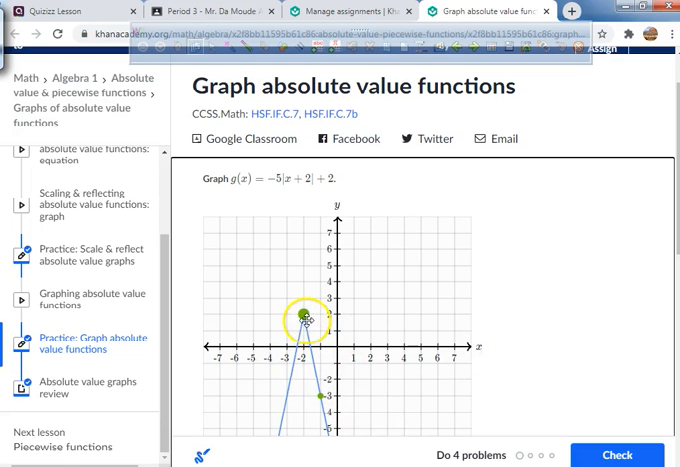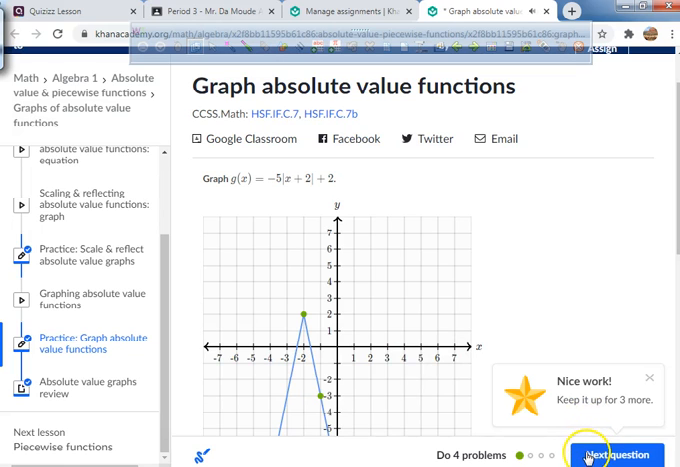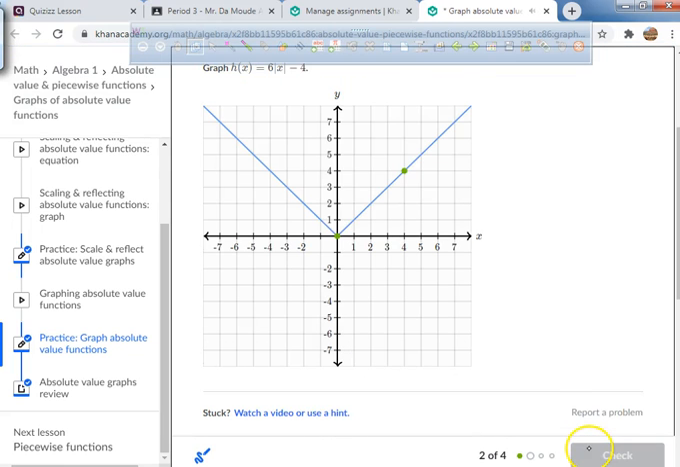So I got to make sure. I'm at a 2, I'm at a negative 3. Yep, that's down 5 units, and I'm over 1 unit. That makes me feel good that I got it right. Yay. Let's go to the next one.